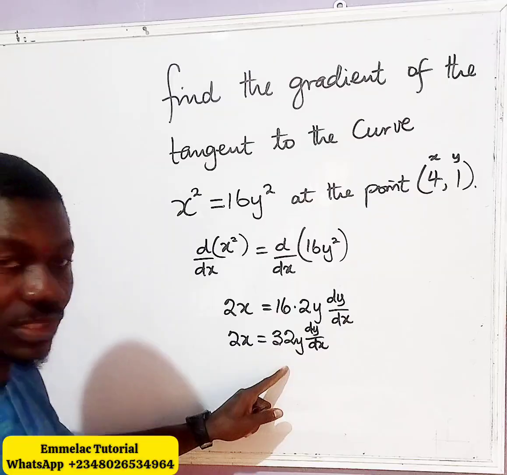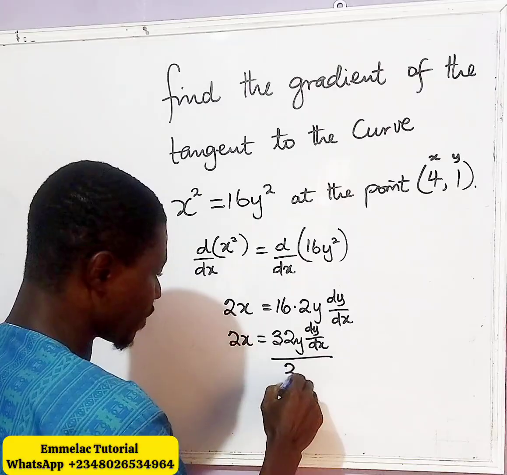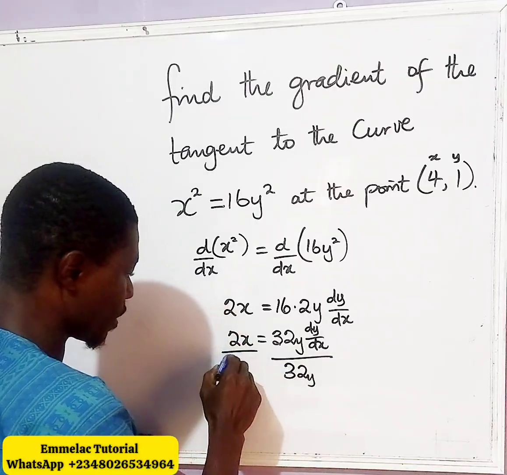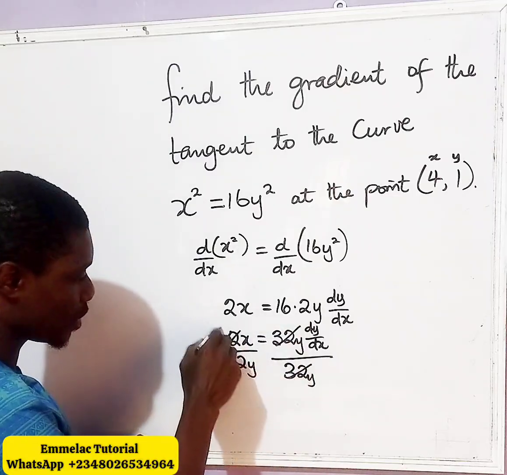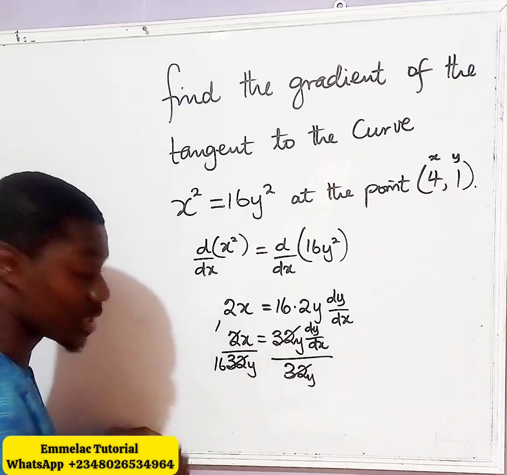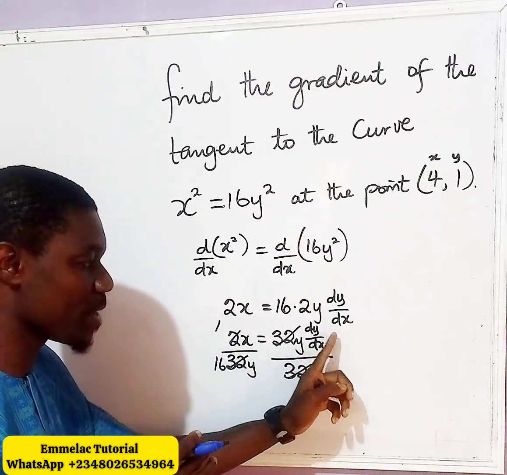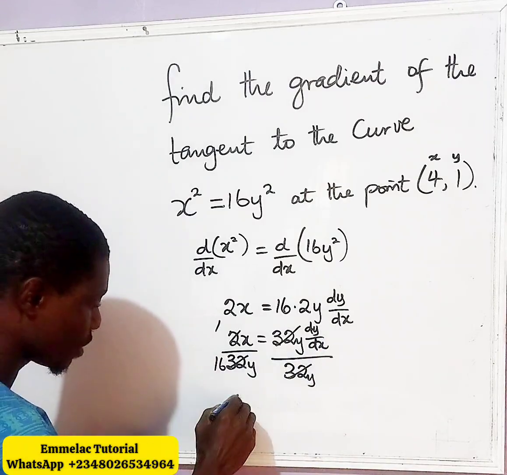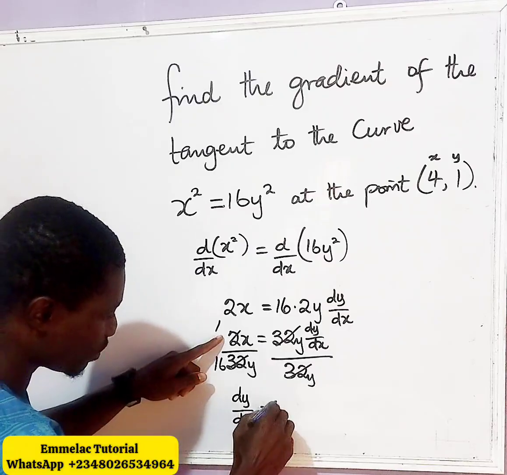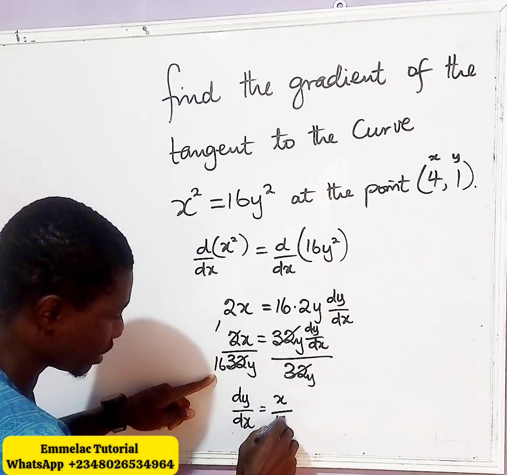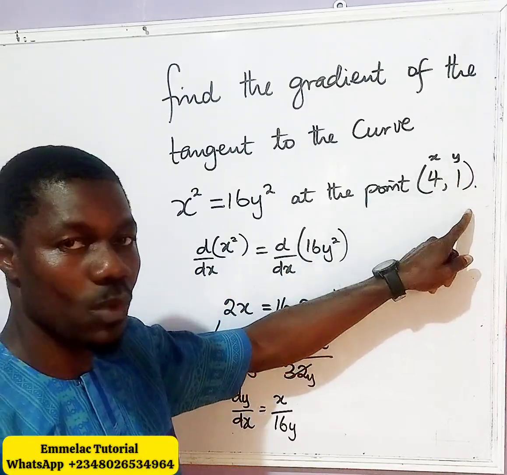Now let us divide both sides by 32y. By doing so, 32y over 32y eliminates this, and 2 over 32 gives 1 over 16. So we are left with, if we arrange this equation making dy over dx the subject, dy over dx equals x over 16y. Take note, at x equals 4 and at y equals 1.